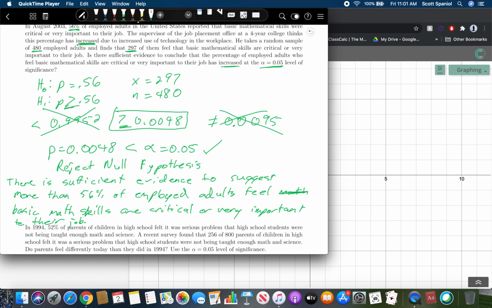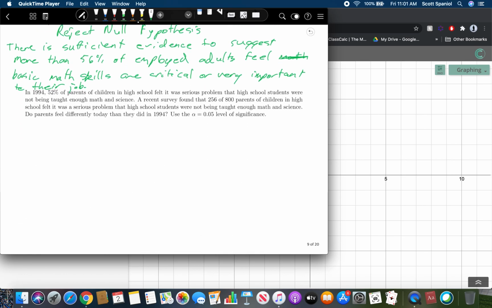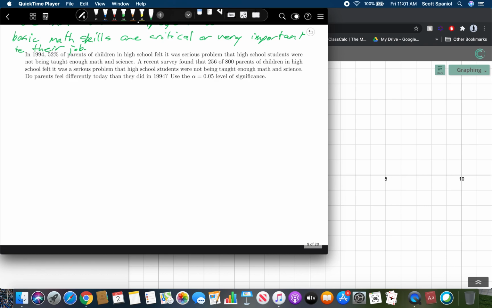Okay. So let's go ahead and try another one together. So the second one says, in 1994, 52% of parents of children in high school felt it was a serious problem that high school students were not being taught enough math and science. A recent survey found that 256 of 800 parents of children in high school felt it was a serious problem that high schools were not being taught enough math and science. Do parents feel differently today than they did in 1994? Use alpha equals 0.05 level of significance.